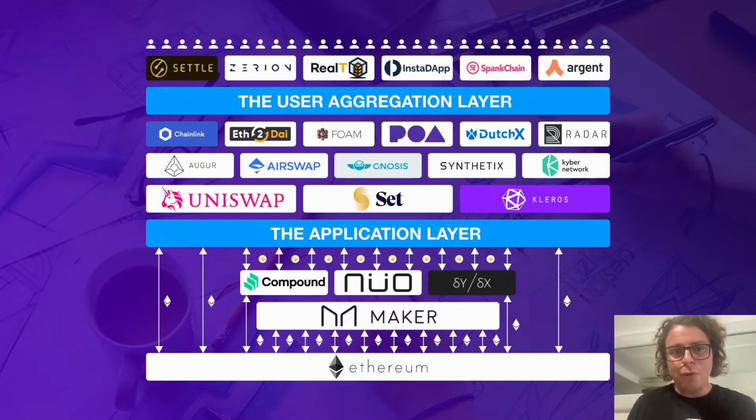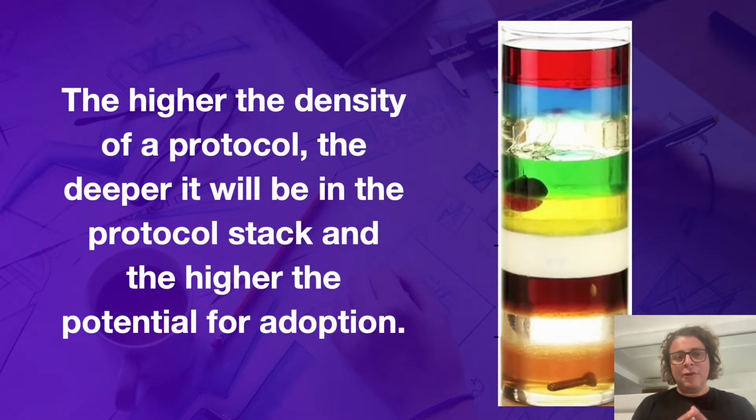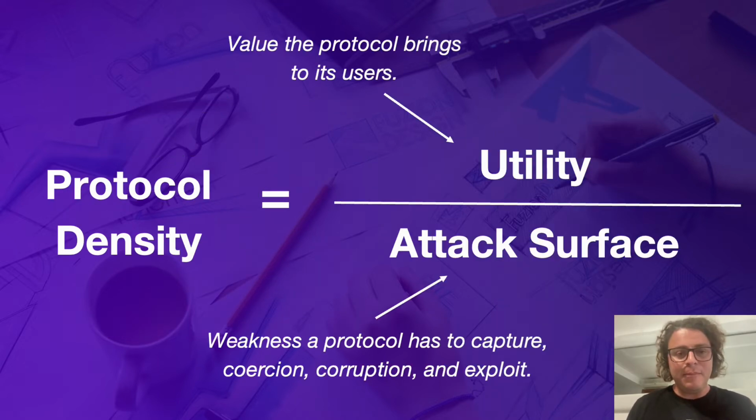One of the predictions that the protocol sync thesis has is that the higher the density of a protocol, the deeper it will be in this protocol stack, in these layers, and the higher the potential for adoption. So a key concept to understand here is what we call protocol density, which can be estimated by just two variables. First one is the utility of the protocol, how useful it is for the users. And the second one is the attack surface. I mean, how weak a protocol is to being captured or corrupted or exploited by users.